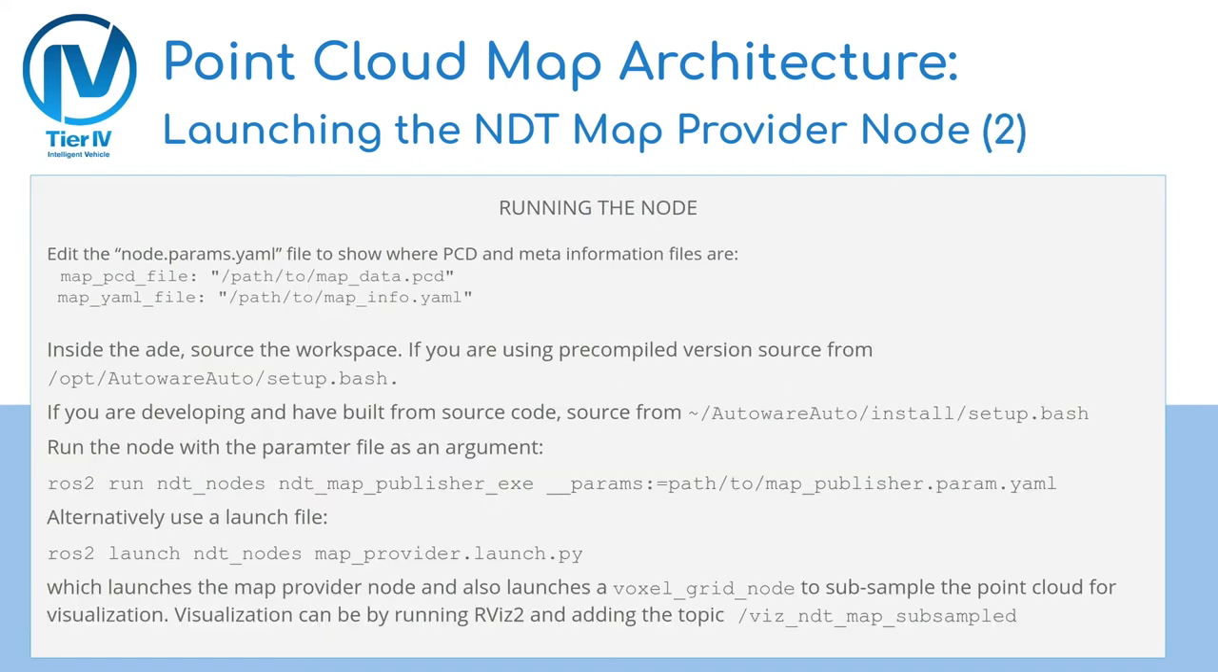Once you have confirmed you have the relevant files and have configured the settings in the node parameter files appropriate for the map files you are using, you can go ahead and launch the node. After building the Autoware.Auto repository, please see Lecture 1 in this series for details, and making sure you source the ROS setup file relevant for Autoware.Auto, you can go ahead and launch the node in either of two ways: either by directly running the NDT map publisher executable and passing it the node parameter file, or by using the example map provider launch file. The launch files also have commands to launch a voxel grid node to subsample the point cloud for visualization.